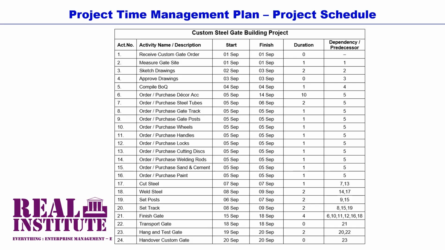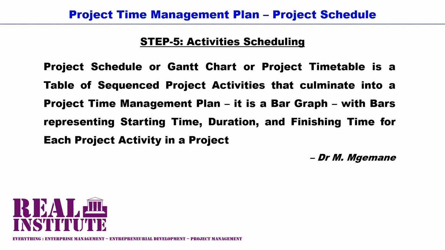These 24 activities of the example of the custom sliding steel gate building project can then be easily plotted into a project schedule. By a project schedule, in this case, we mean a Gantt chart. A project schedule or the Gantt chart, also referred to as the project timetable, is a table of sequenced project activities that culminate into a project time management plan. It is a bar graph with bars representing the starting time, duration, and finishing time for each project activity in a project.